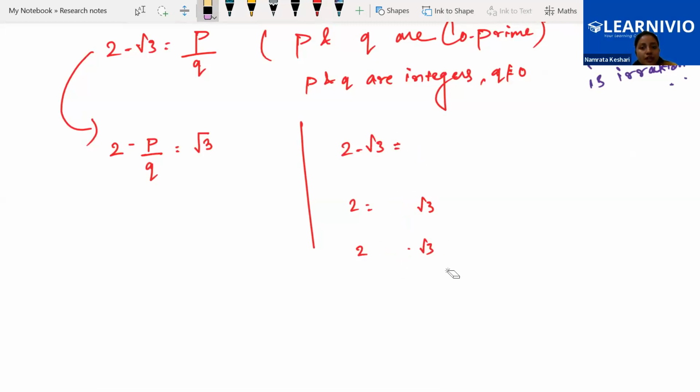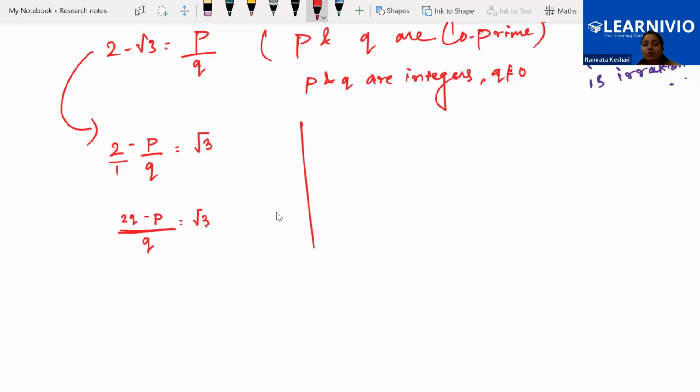Okay, so directly also we can write it, or you can write one more step. It's totally fine. Now we will do the simplification on the left hand side. So what is the LCM? Can you tell me? The first one's denominator is 1, another denominator is q. So the LCM of 1 and q is q. Now the numerator became 2q minus p is equal to root 3.